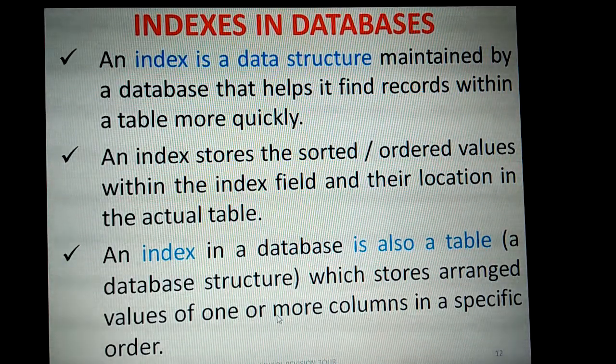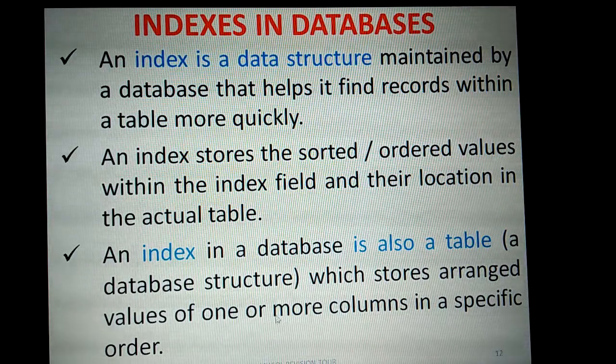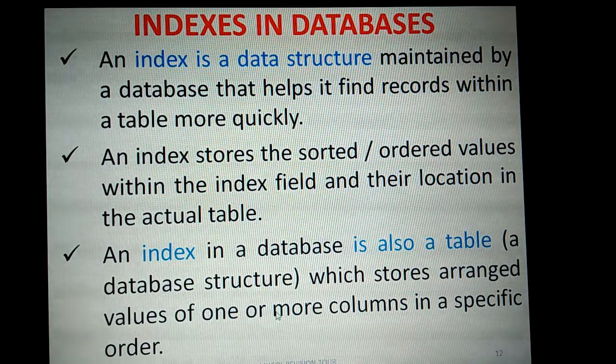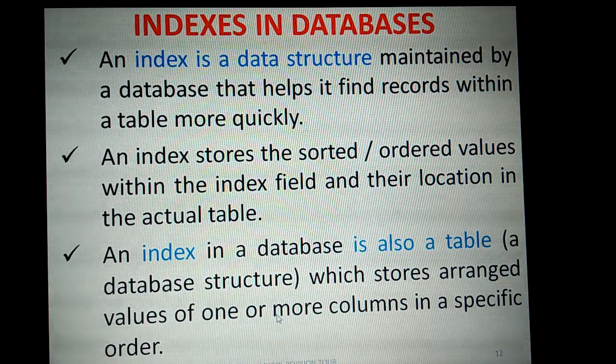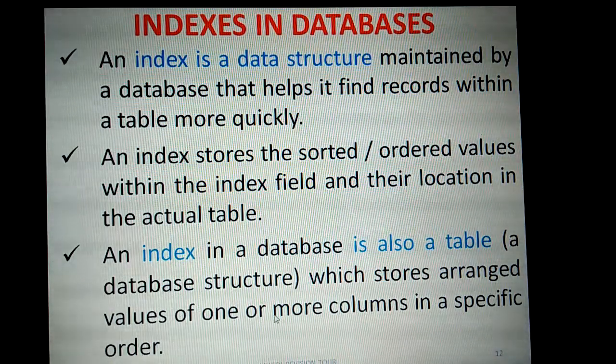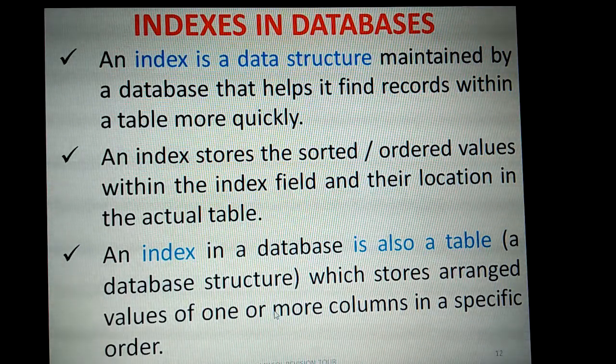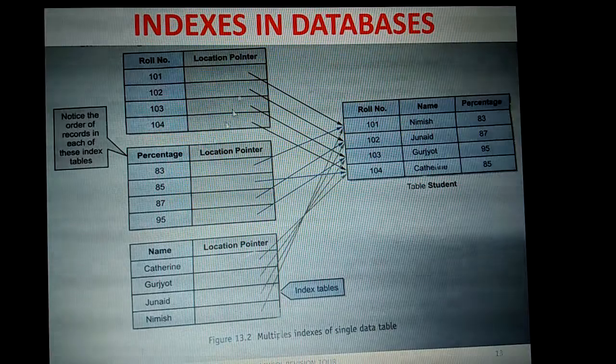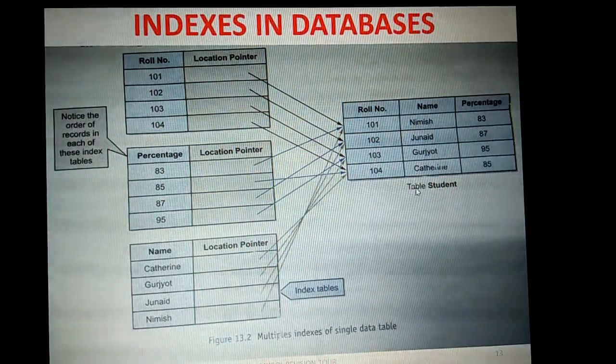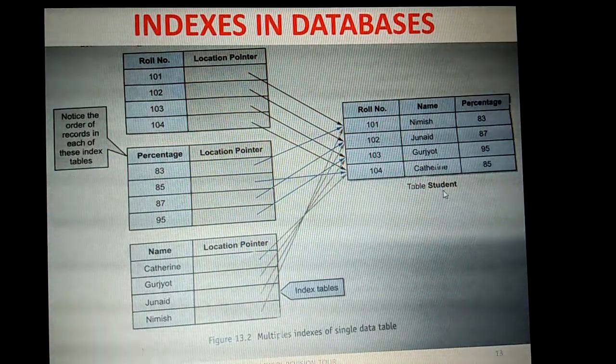We can create an index table for one column, or for more columns also, but the values of those columns are arranged in the index table in a specific order, either ascending or descending. If you are not mentioning any order, by default ascending order will be assigned. See here an example. Here we have a table student, with three columns: roll number, name and percentage.